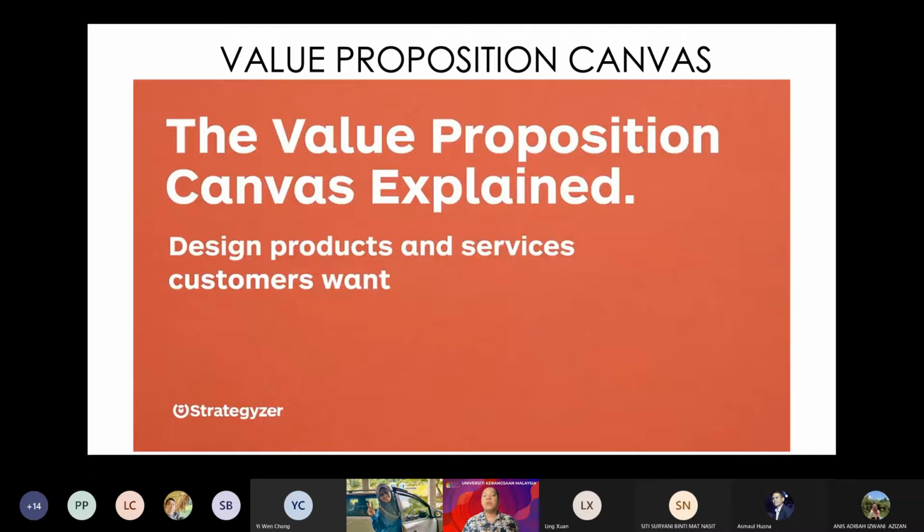I will play this video. I want you to look at this, and then I will give you more examples, and then I want you to try and create your own value proposition canvas.